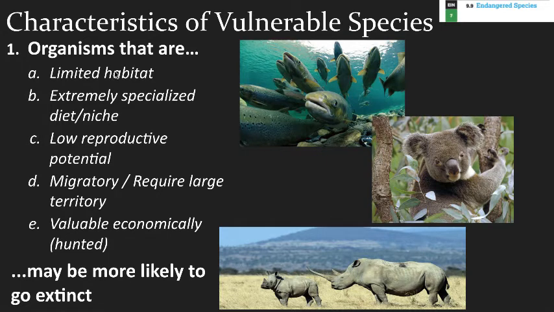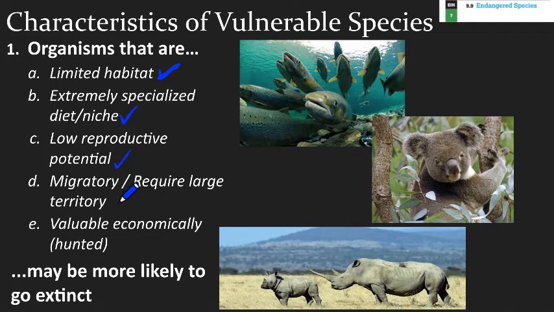Moving on, what makes an organism likely to go extinct, a species to go extinct? What are some vulnerable characteristics? Having a limited habitat is a really big one. If you aren't well suited for a lot of other places, that can be an issue. Having an extremely specialized diet or niche, these are our specialist species that we discussed in class. If something goes wrong in what they're eating, they tend to run out of food or resources that they need. Low reproductive potential means they don't have a lot of babies. If they don't have a lot of babies, they don't reproduce quickly enough, they can be at risk.